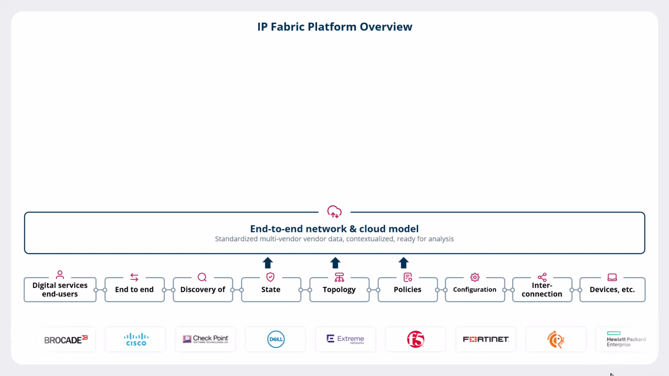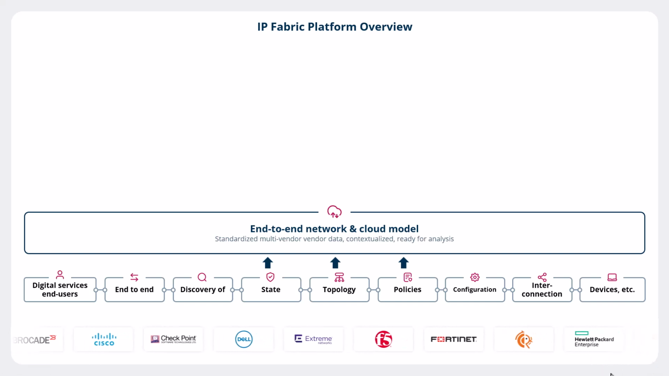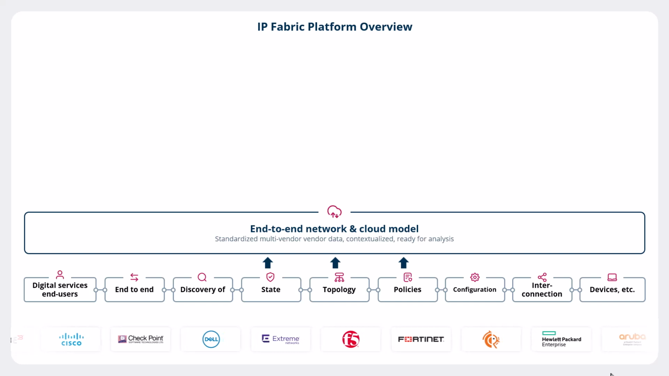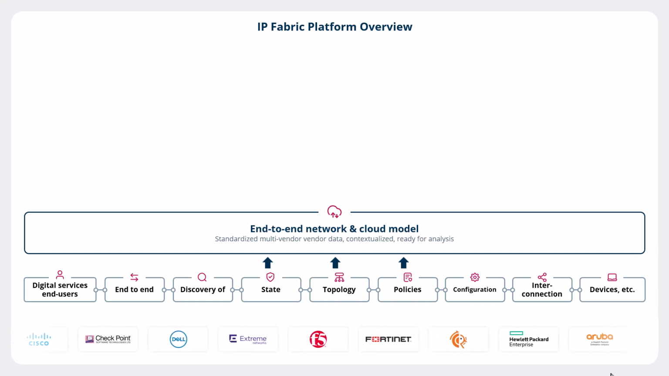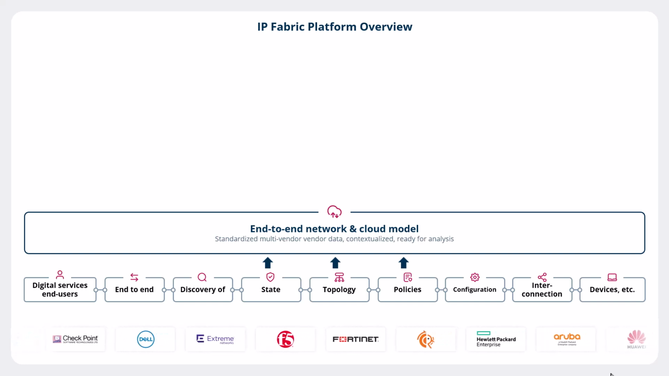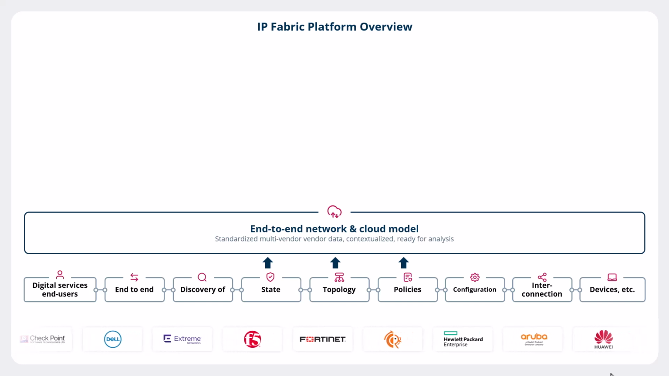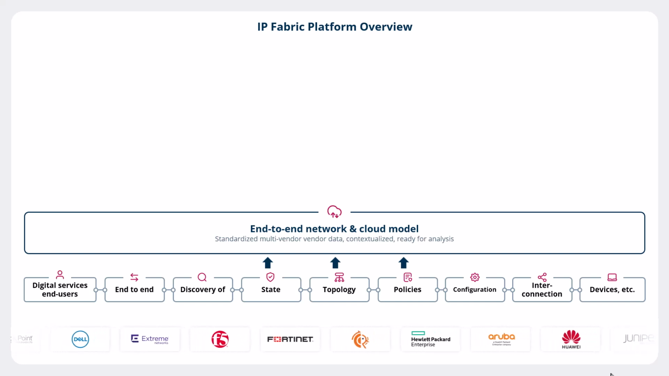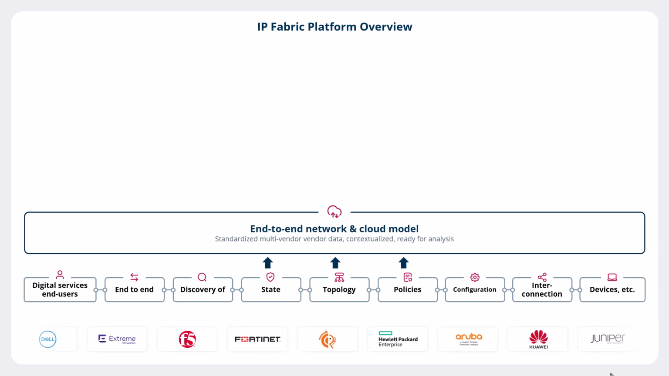First, let's do a little level setting of the solution. So IP Fabric is an appliance that you deploy on your network, which maps and models your entire multi-vendor end-to-end network, cloud, and security environments. Now, some people refer to this as maybe a digital twin of your network.